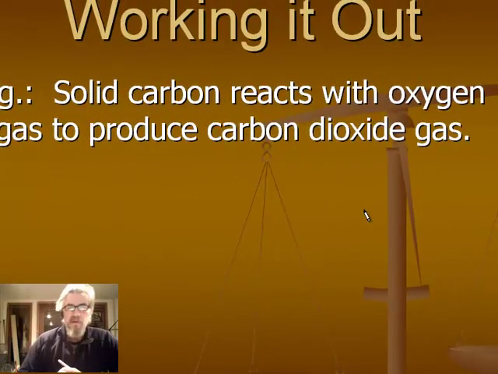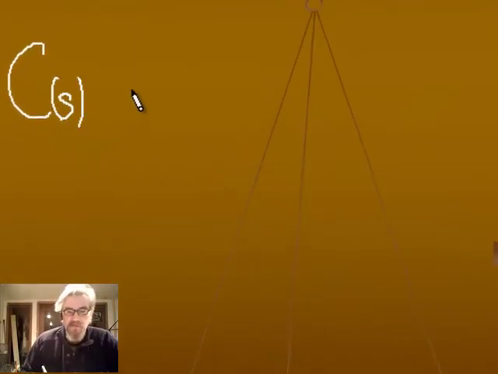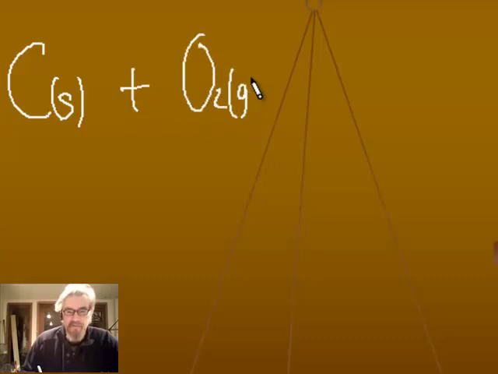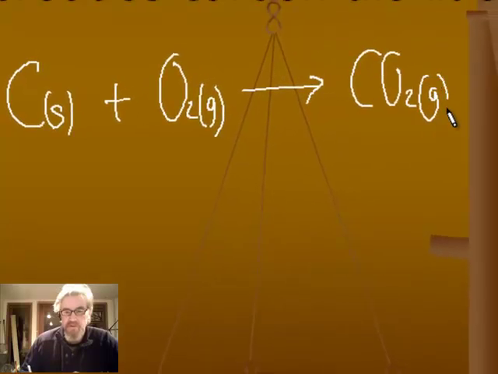One more. Solid carbon reacts with oxygen gas to produce carbon dioxide gas. Carbon's not diatomic, so just a C, s for solid. Reacts with oxygen gas, O2, little g for gas, to produce, there's my action word, carbon dioxide gas, CO2, little g for gas.